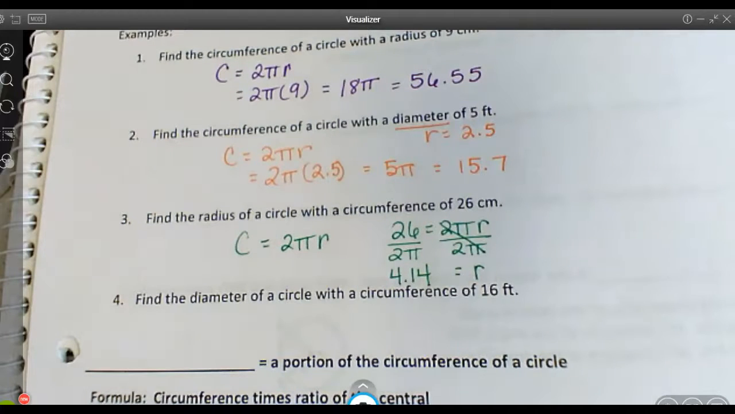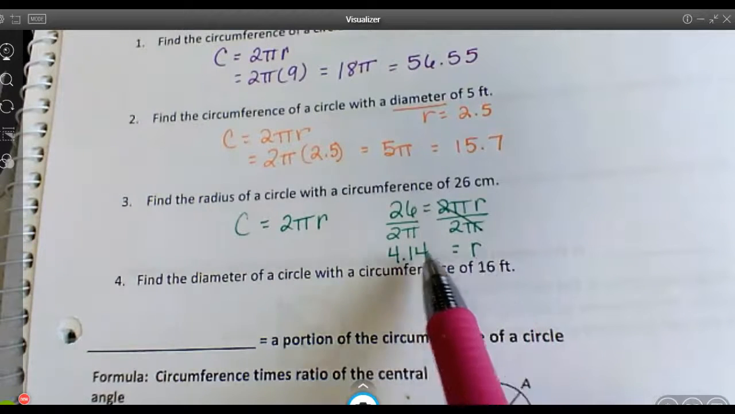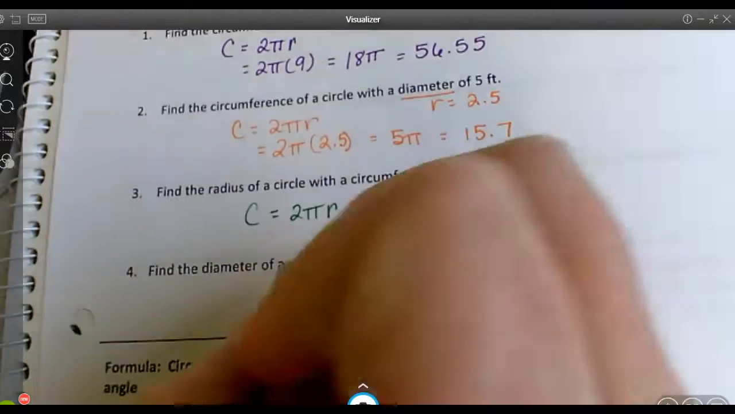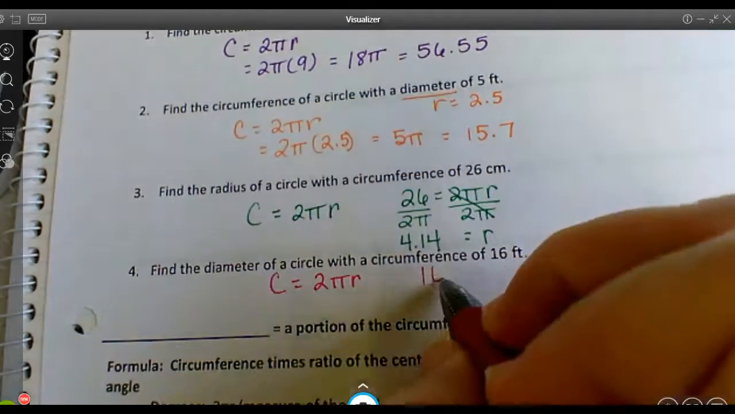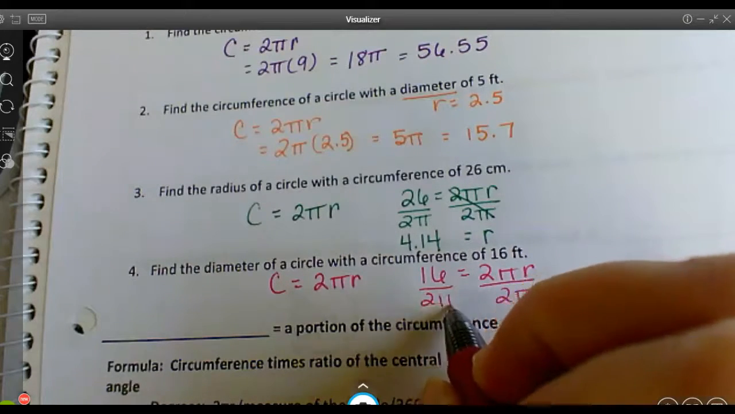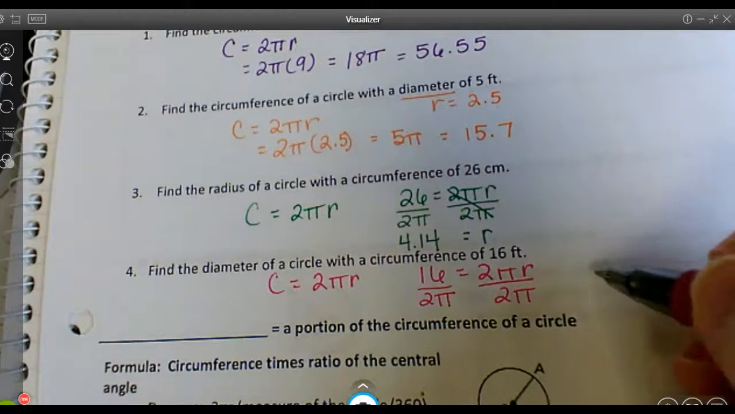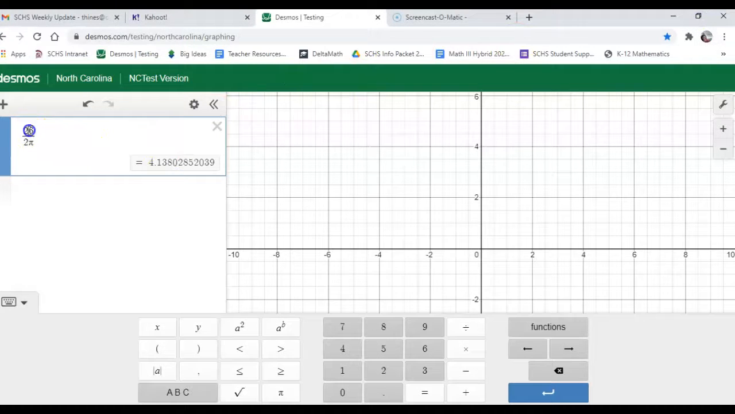Number 4 says find the diameter. So very similar kind of question. When we get the radius, we're just going to multiply it by 2 to find the diameter. Okay, so if we get circumference equals 2 pi r, we're going to plug in the circumference of 16. We're going to divide by 2 pi. Be careful and don't just say, oh, that's 8 pi, because the pi's on the bottom, so it's not just 8 pi. You actually have to figure that out. 16 divided by 2 pi.